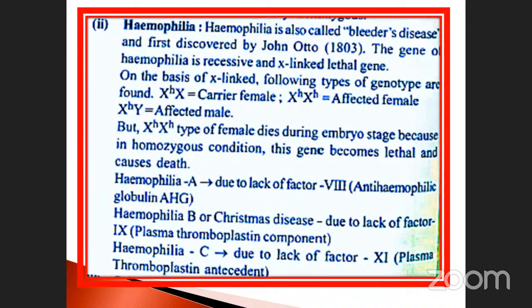On the basis of X-linkage, the following types of genotype are found. See here, XH and X. This is a female, XX female, but one allele is carrying the H, that is hemophilia, the carrier female. Note it down, my dear. When both the X carry H, what happened? Affected female. See here, XY is the male, but X is a carrier from the female, isn't it? This is called affected male.